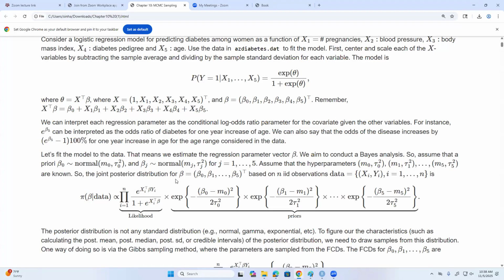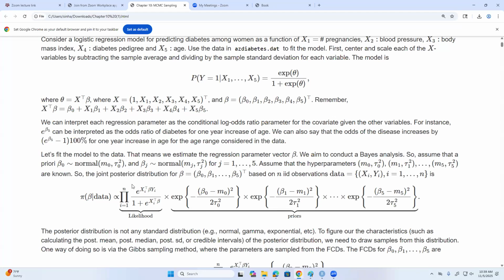So the joint posterior distribution of beta based on n IID observations. IID observations means you have observed yi and xi for n individuals. In your data set, you had n subjects. For every subject, you recorded the y value, whether someone has diabetes or not, and the predictor variables. So that is your data set. Based on that data, you have the posterior distribution of the parameter.